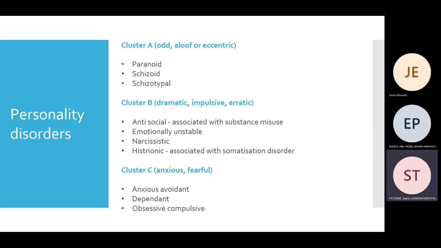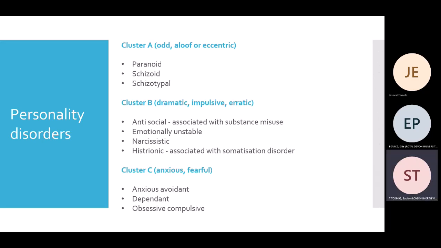With our personality disorders, there are three main clusters that describe the different behaviours. So we've got our cluster A, which can be described as odd, aloof, or eccentric. And this takes into account our paranoid personality disorder, our schizoid, and our schizotypal.